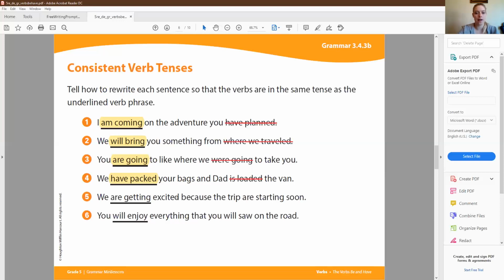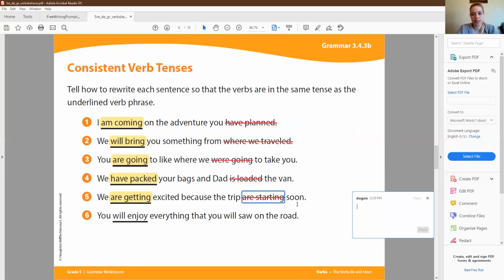Okay, so let's look at 5. We are getting, okay, are getting is going to be future tense. So they are present and future tense. So we are getting excited because the trip are starting soon, okay? Well, that's not the correct form of are there. So again, we're going to need to change. We know that that is not correct, so we need to change that.